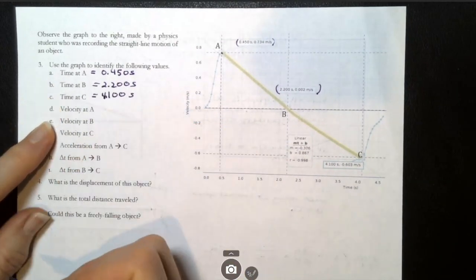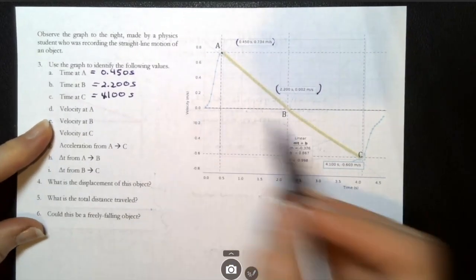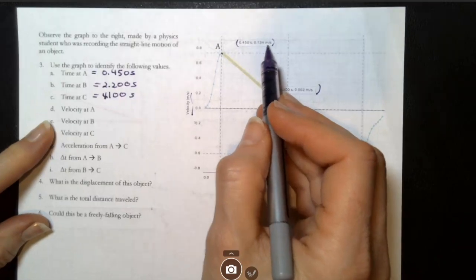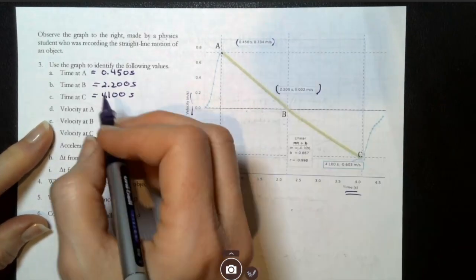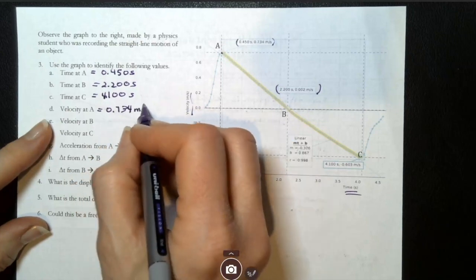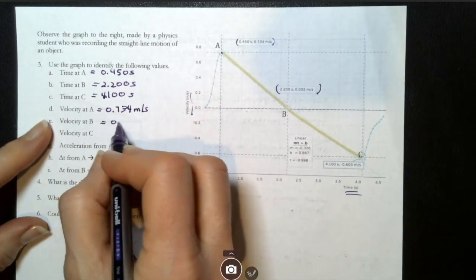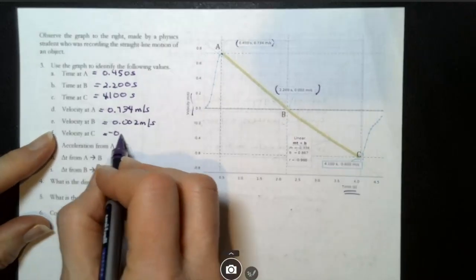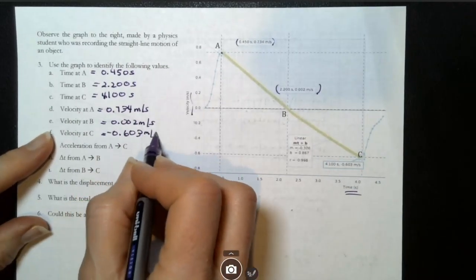4.100 seconds. The velocity at A, because this is a velocity versus time graph, right? Here's time, here's velocity, and they look at the units on the Y coordinate. The velocity at A is 0.734. At B is 0.002. At point C is negative 0.603.